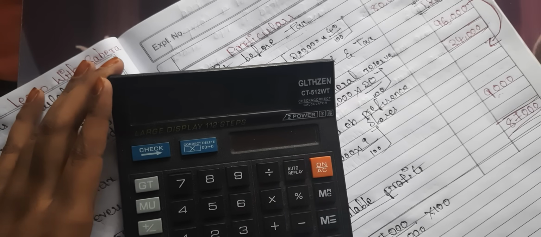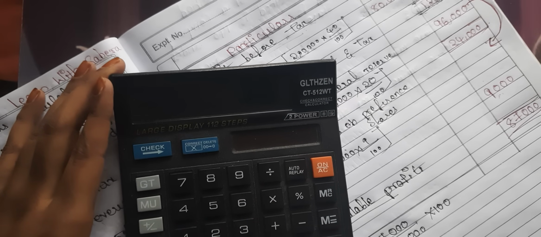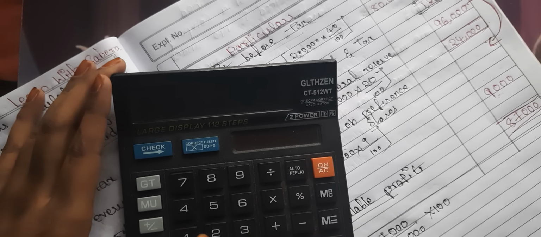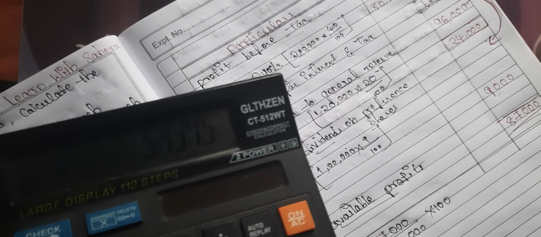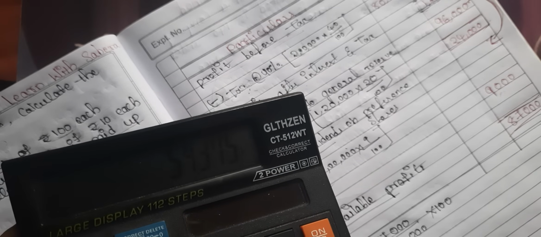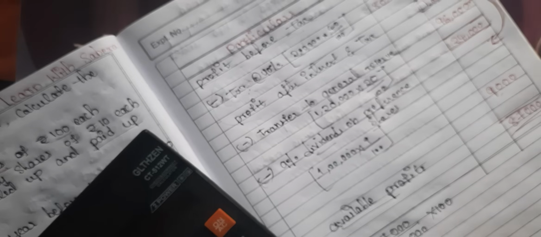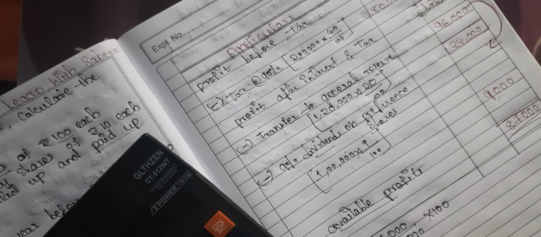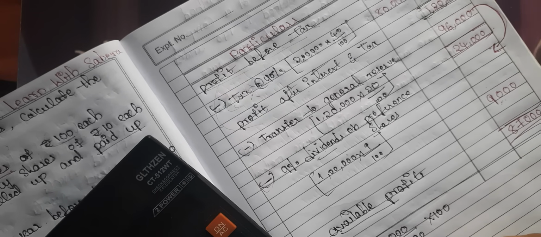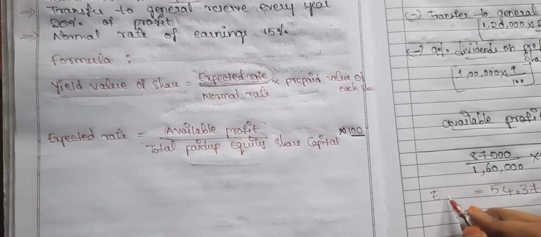87,000 divided by 1,60,000 into 100. It is 54.37. Are you able to see? So it is nothing but your 54.37%. It is nothing but your expected rate.